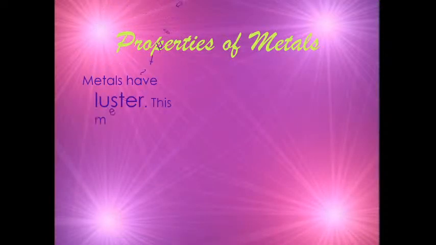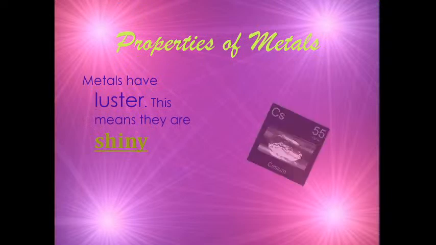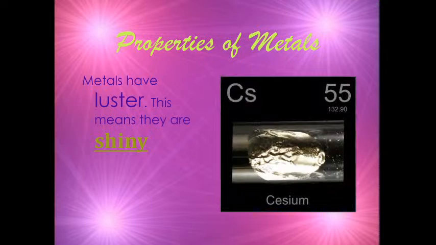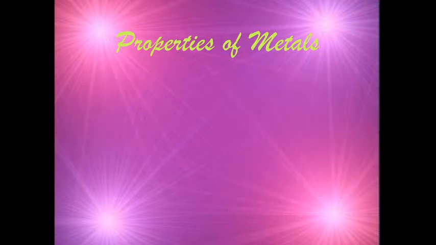You can see that metals have luster. This means metals are shiny. You can see the luster in cesium, gold, platinum, and silver, and that's why gold, platinum, and silver are used for making jewelry. These metals are the noble metals, and because of their luster and their shine, they are used for making jewelry. Why? Because they are lustrous. Okay, so metals have luster. This means they are shiny, right?